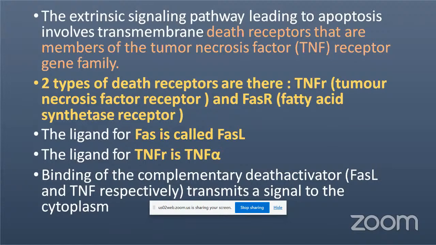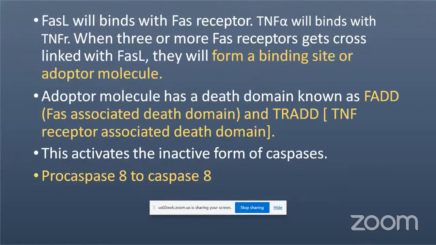Then binding of the complementary death activators, FasL and TNF respectively, transmits a signal to the cytoplasm. FasL and TNF mainly transmit the signals to where? Signals to the cytoplasm. Then FasL will bind with the Fas receptor, and TNF gamma will bind with the TNFR.